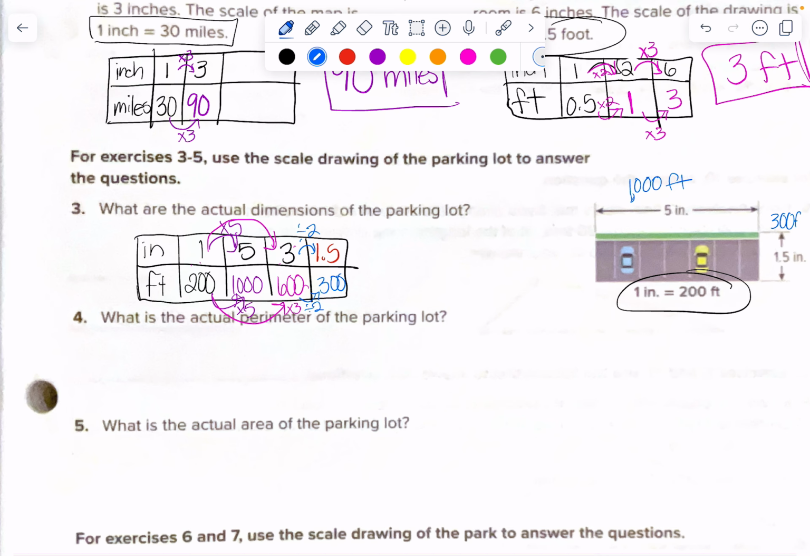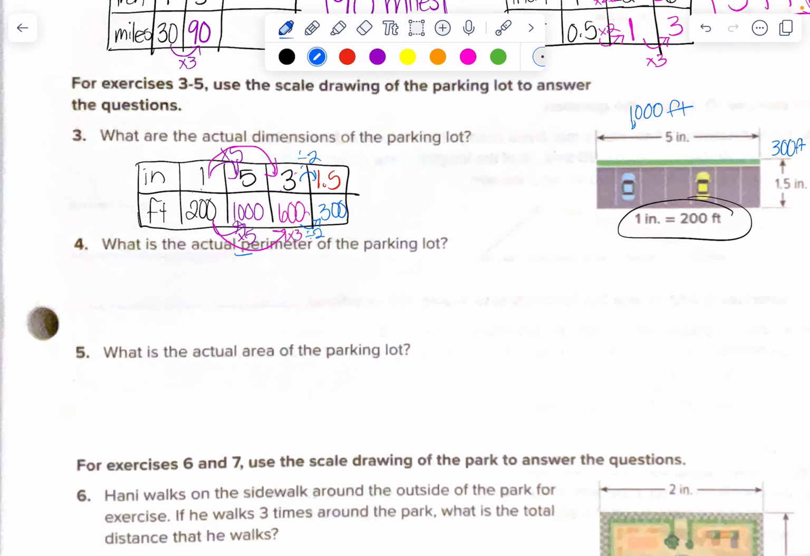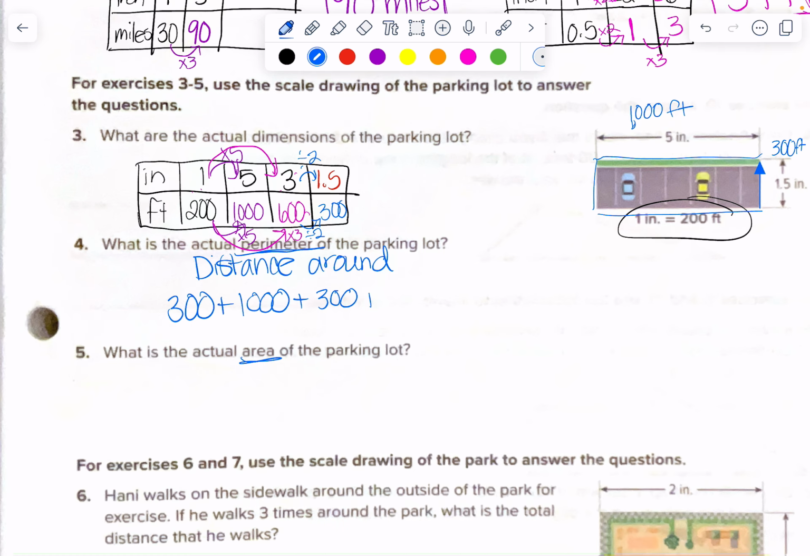by 300 feet. Okay, now where I have these questions with the perimeter and area again. Perimeter, remember, is the distance around an object, okay? So if I want that actual distance all the way around, you can think of like walking around that parking lot. Okay, so if I walk from here to here, I would actually be walking 300 feet. From here to here is another 1,000. From here to here is another 300. From here to here is another 1,000. So we can go ahead and add up our 300 plus our 1,000 plus our 300 plus our 1,000.